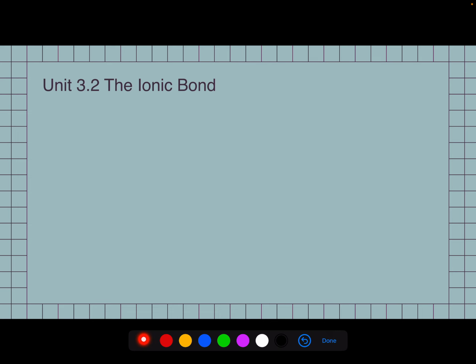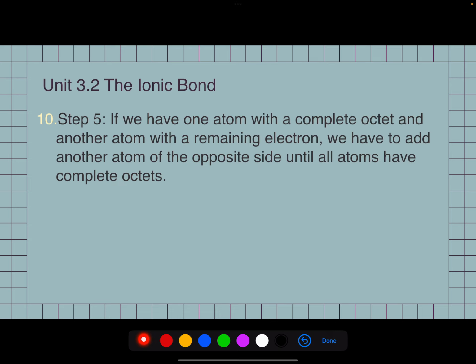Alrighty, to continue on. So if we have one atom with a complete octet and another atom with a remaining electron, we have to add another atom on the opposite side until all atoms have complete octets. Well, that's great, but what in the world does that mean? Okay, because that's kind of confusing.